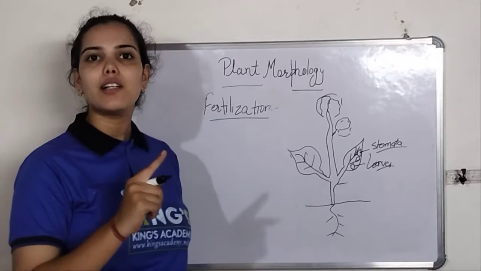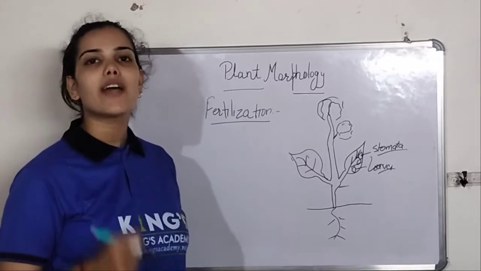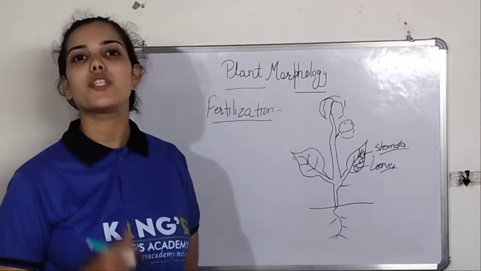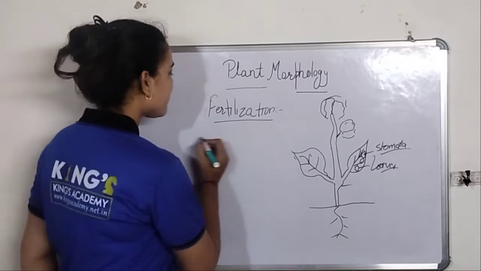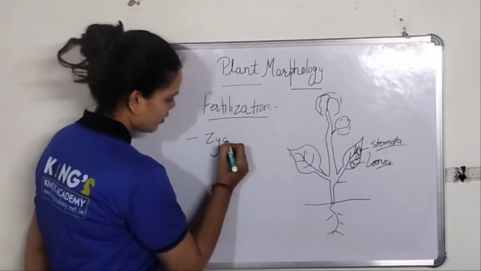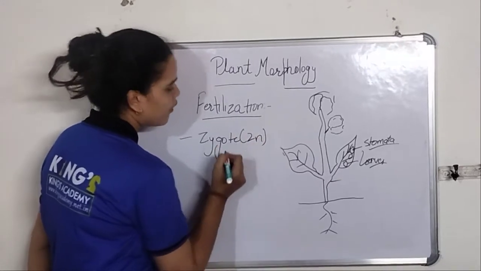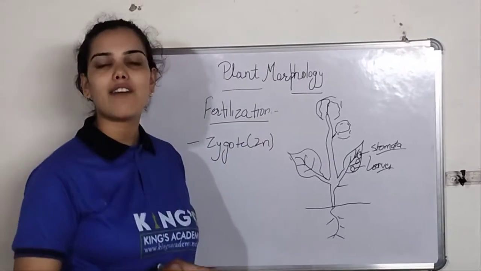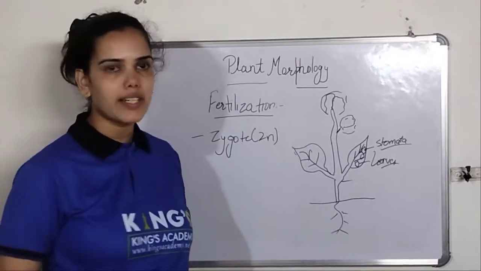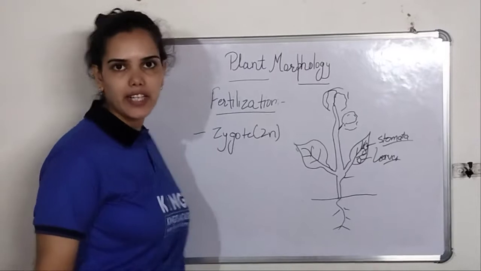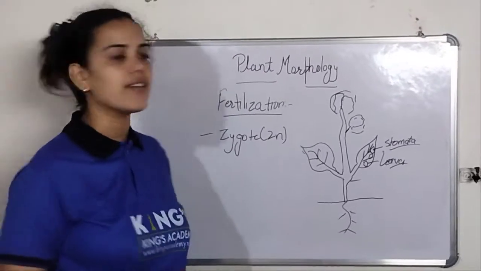Fertilization is when the male reproductive organ and the female reproductive organ come together and fuse, and then they produce a new substance that is known as zygote. This is 2n in number, which means it has 1n chromosome from the paternal side and 1n chromosome from the maternal side, right? This is called fertilization. But double fertilization is also seen in plants.